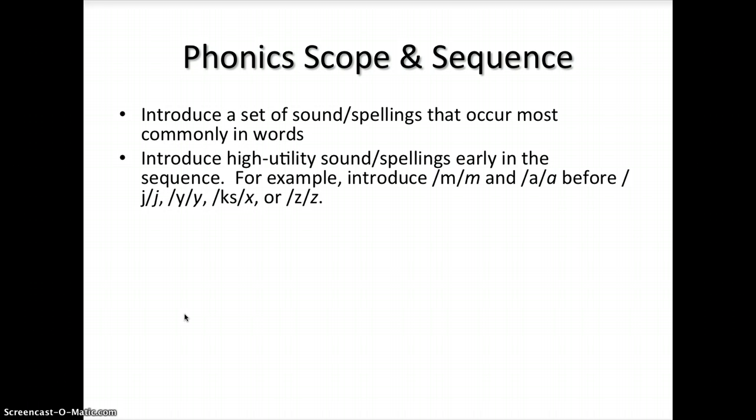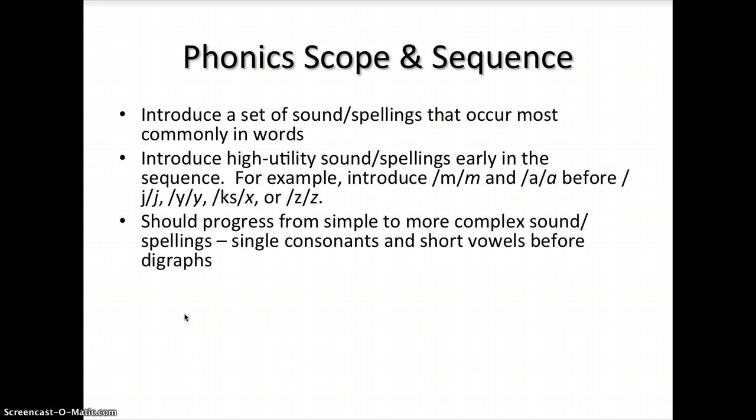So, for example, we can use the letter M and the sound that goes along with it earlier on, as well as the short A sound, before we're teaching J, Y, K, X, and Z, because we can use the M and the A more often than we would the latter.